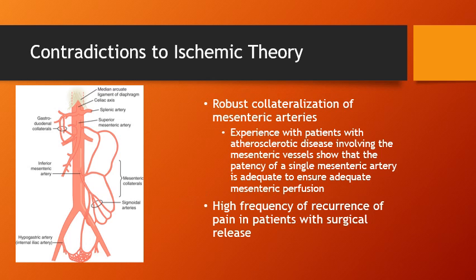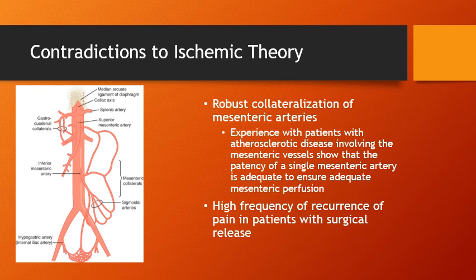The controversy is based on the fact that we have quite robust collateralization of mesenteric arteries. As you can see, even with the celiac artery being knocked off in our diagram on the left, you still have feeders from your SMA and your IMA into the mesenteric collaterals. And we see this all the time clinically in patients that have atherosclerotic disease.